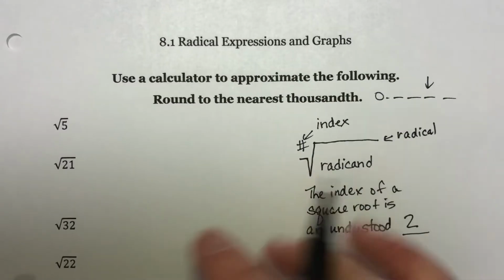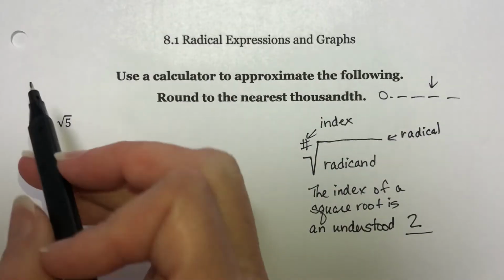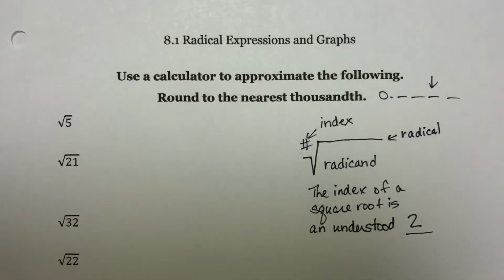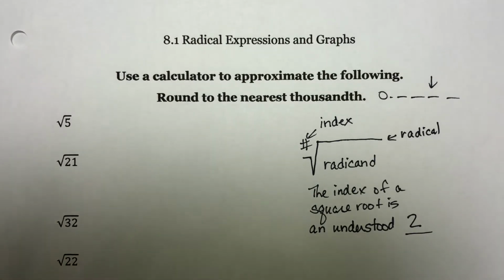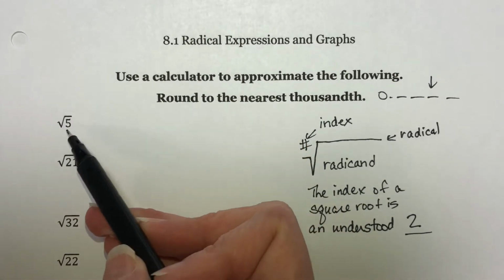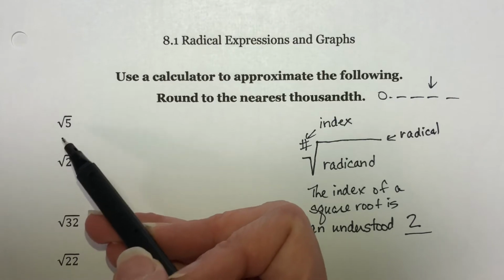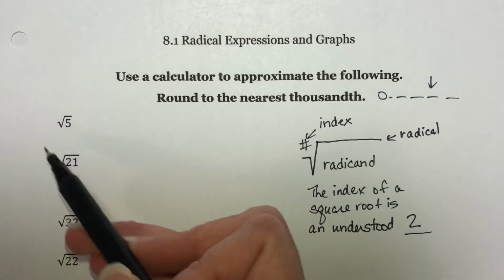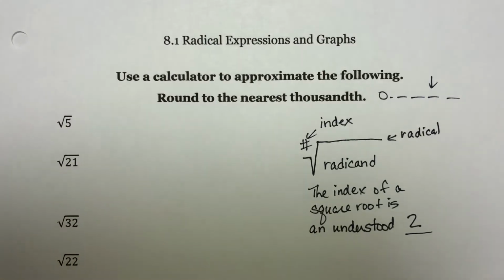Okay? Now what a square root is literally asking you about, there's an understood 2 right there, the index. The index tells you you're looking for the same number multiplied with itself, and you want to get the number underneath. So this is asking what number times itself gives you 5. Well, you know that that's not an exact number, okay?